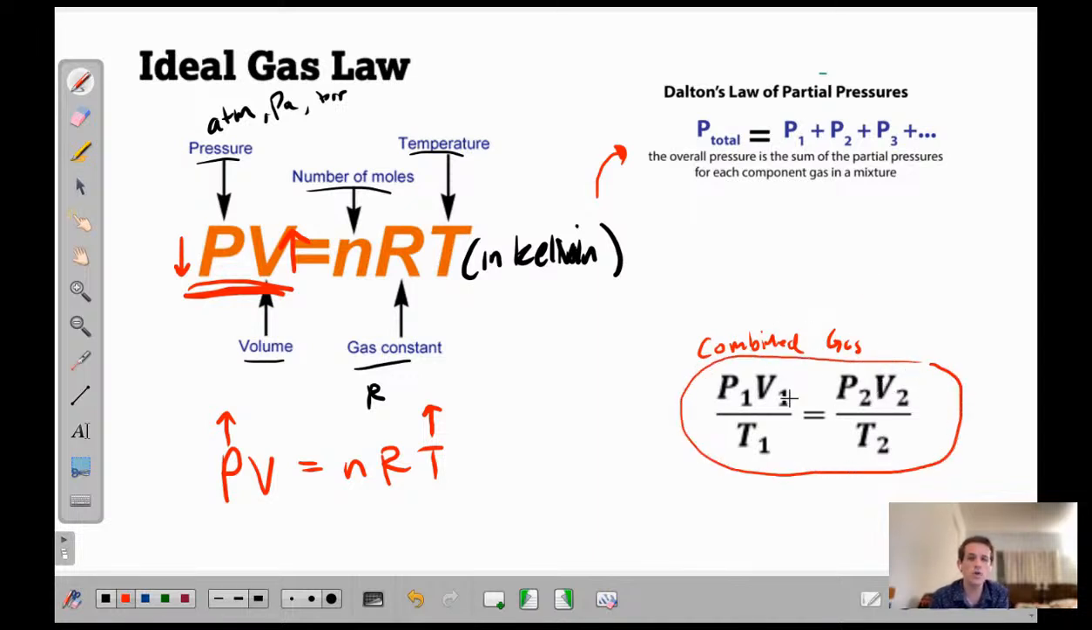This law is usually more useful when you have a change in state, like you have pressure and volume at one temperature, and what's the new pressure and volume at a different temperature. PV = nRT is usually better for a specific situation.